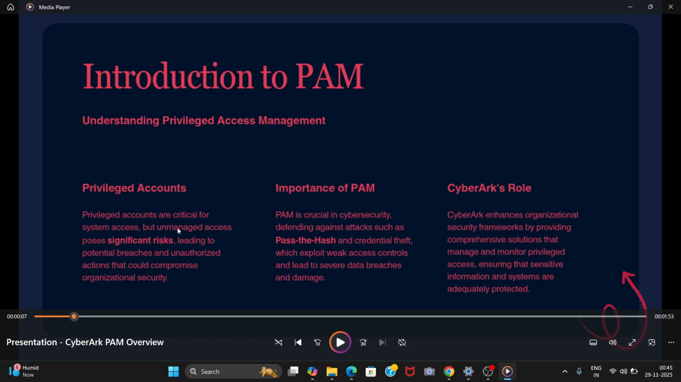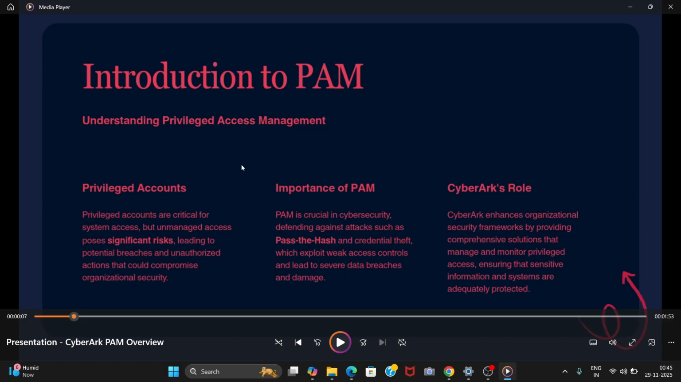So privileged accounts, I already explained to you. Privileged accounts are critical for system access, but unmanaged accesses pose significant risk, leading to potential breaches and unauthorized actions that could compromise organizational security. That point we have already explained. How could organizational security be compromised? I have taken the example of a data breach.